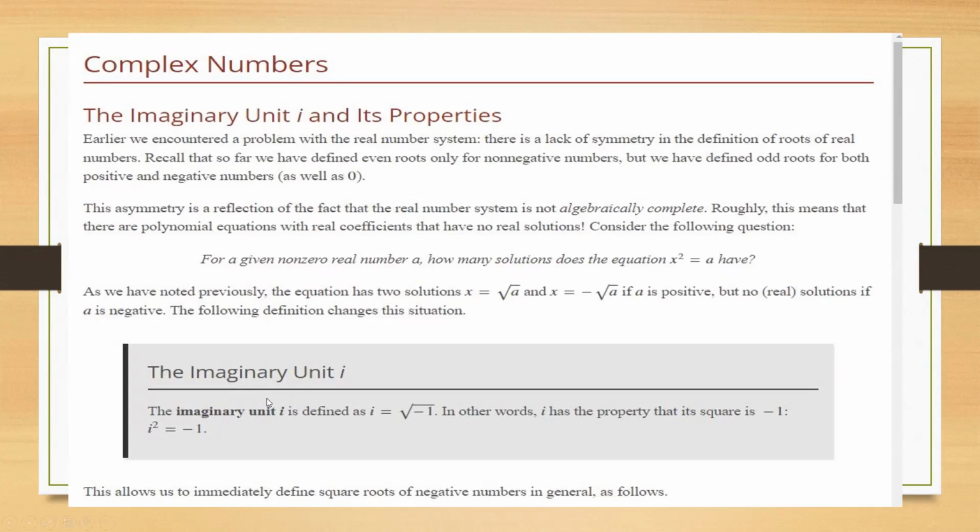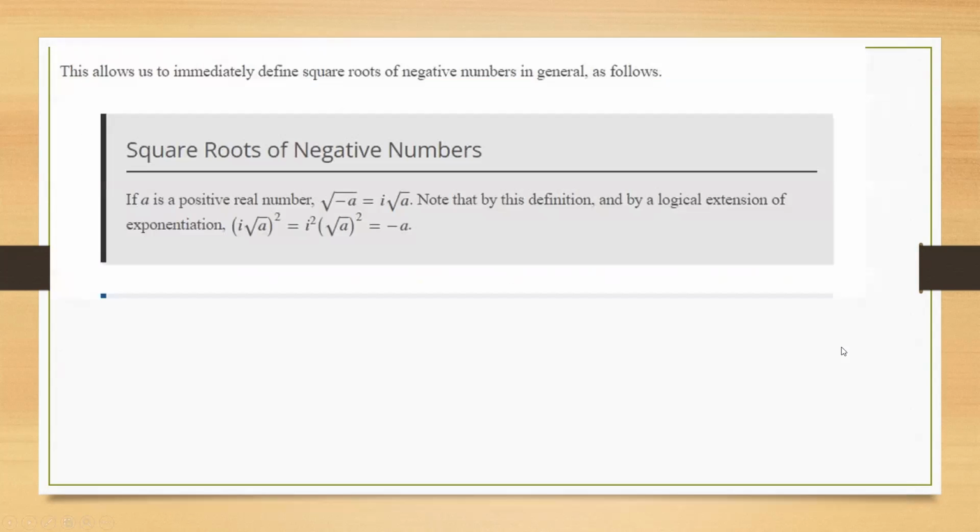But now we're going to look at the scenario of an imaginary unit, which is i, which is defined as i is equal to the square root of -1. In other words, i has the property that its square is -1. So that leads us to understand that i squared is equal to -1. This allows us to immediately define square roots of negative numbers by the imaginary unit i. So we're going to put this into practice.